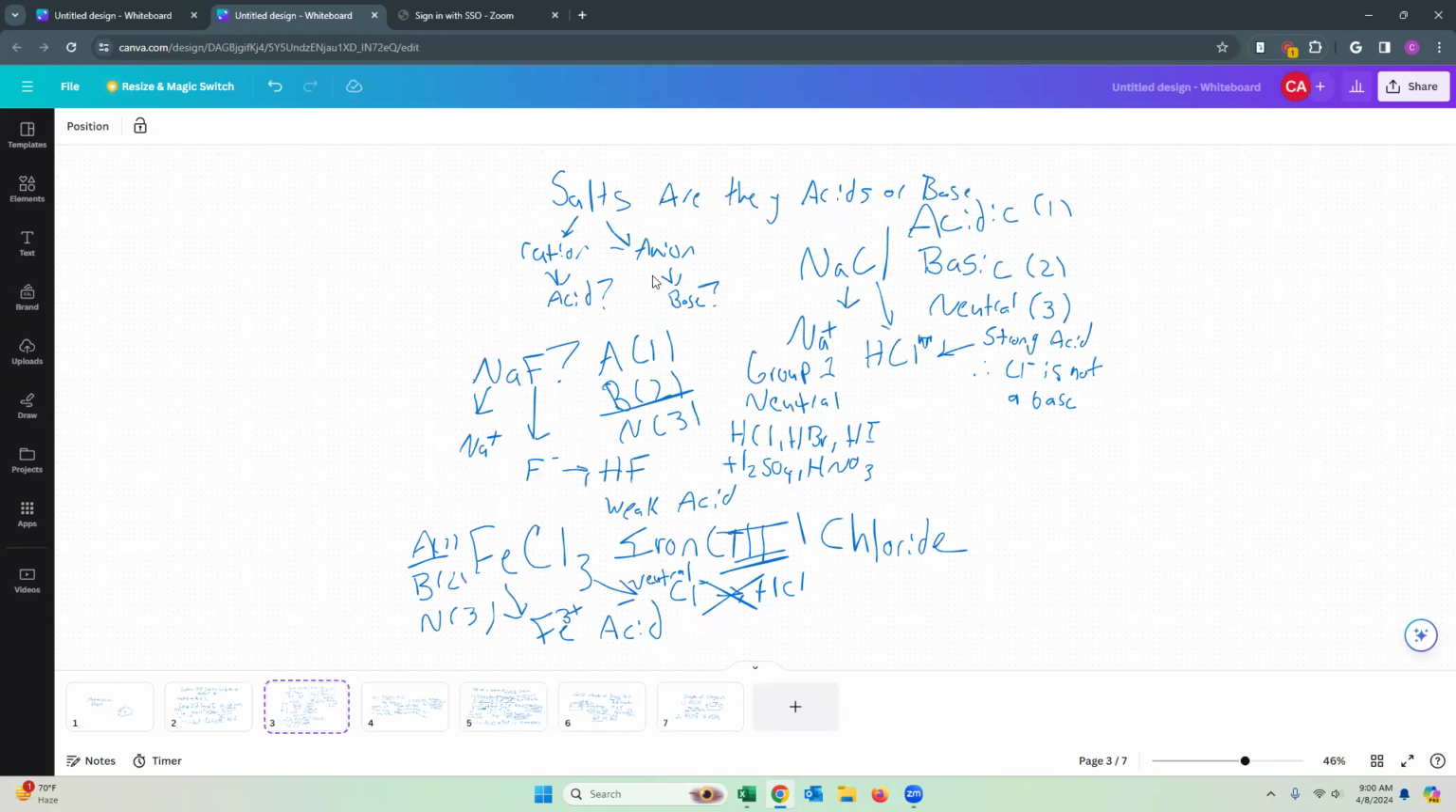Some salts in water can be acidic, basic, or neutral. Here, sodium fluoride: fluorine minus is a base, sodium, group 1, is neutral, so that's a base. Iron chloride, iron 3 chloride: iron is a transition metal, so acid. Chlorine is not a base, so this is an acid solution.